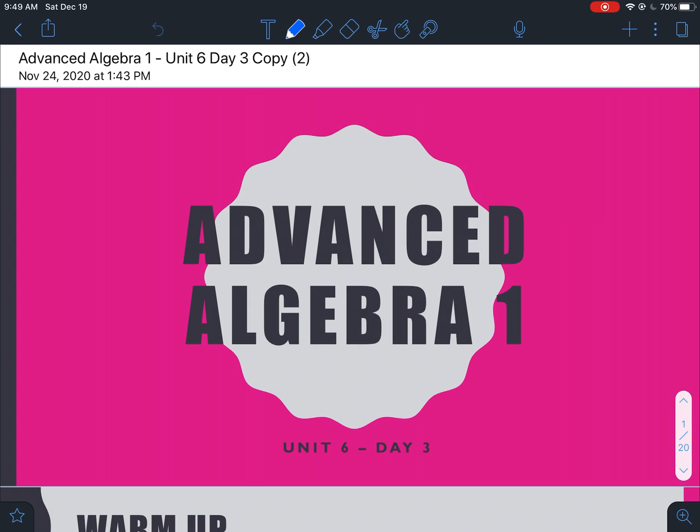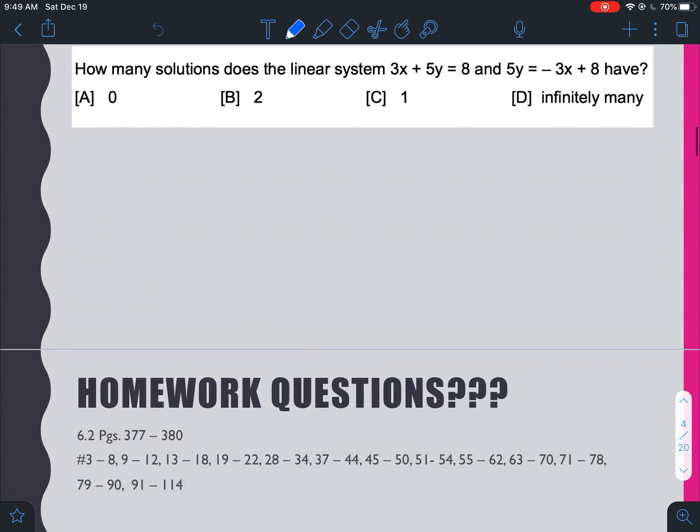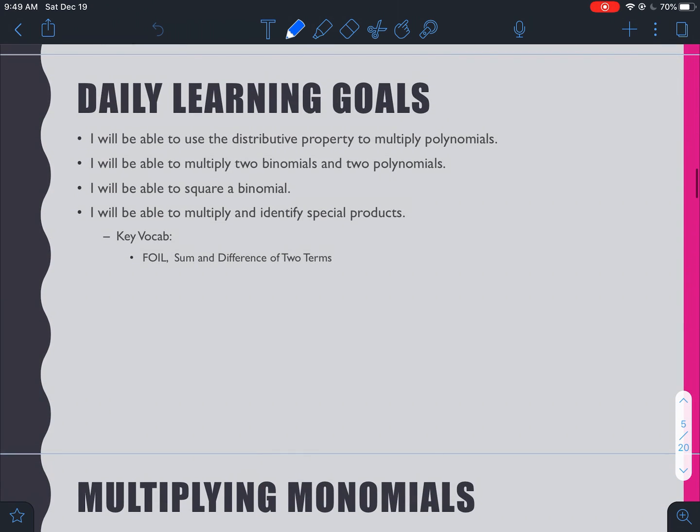These are your notes for Unit 6, Day 3 of Algebra 1. If you would like to see the warm-up, the review question, or any homework questions we covered in class today, just look at the finished notes.